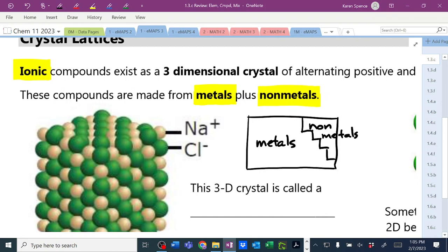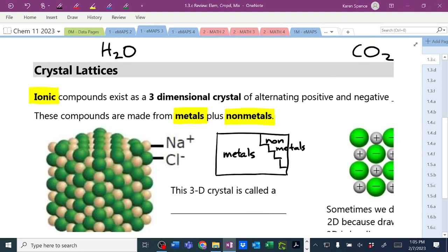And then chlorine is a greenish gas when it's on its own. It's not green, obviously, in sodium chloride. You've seen sodium chloride. It's table salt. It looks white, okay? But it alternates sodium, chloride, sodium, chloride, sodium, chloride. And they alternate positive, negative, positive, negative, positive, negative.